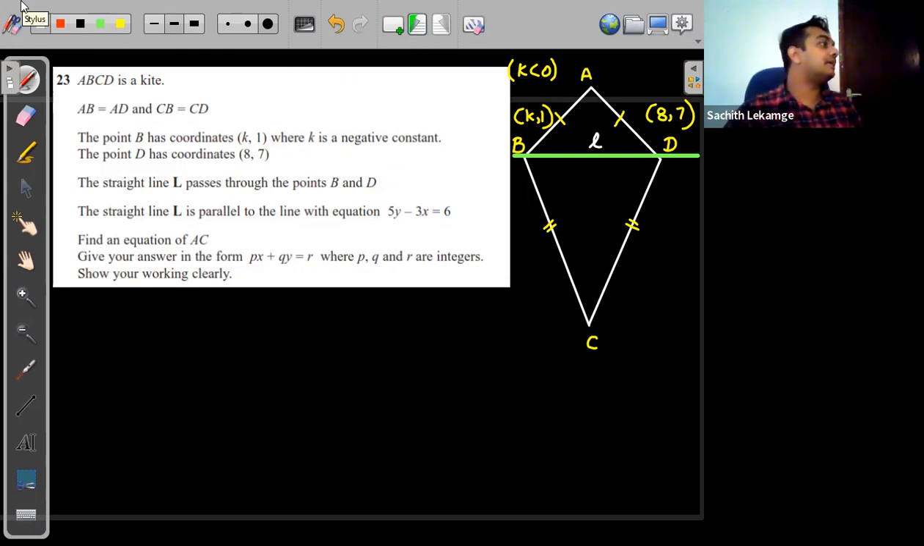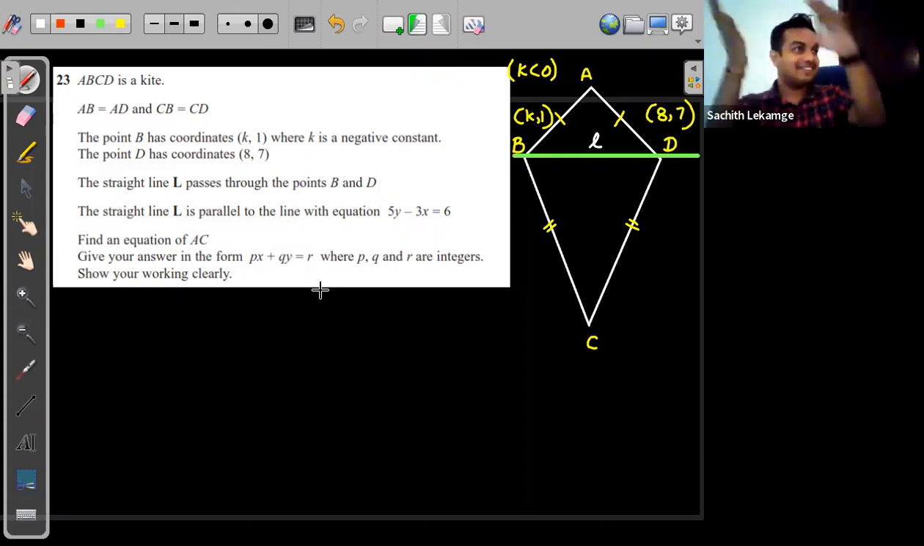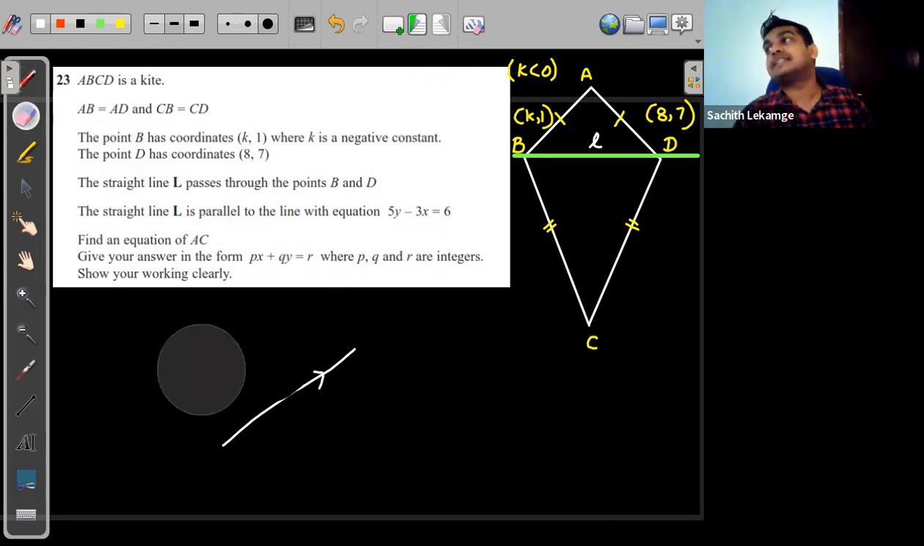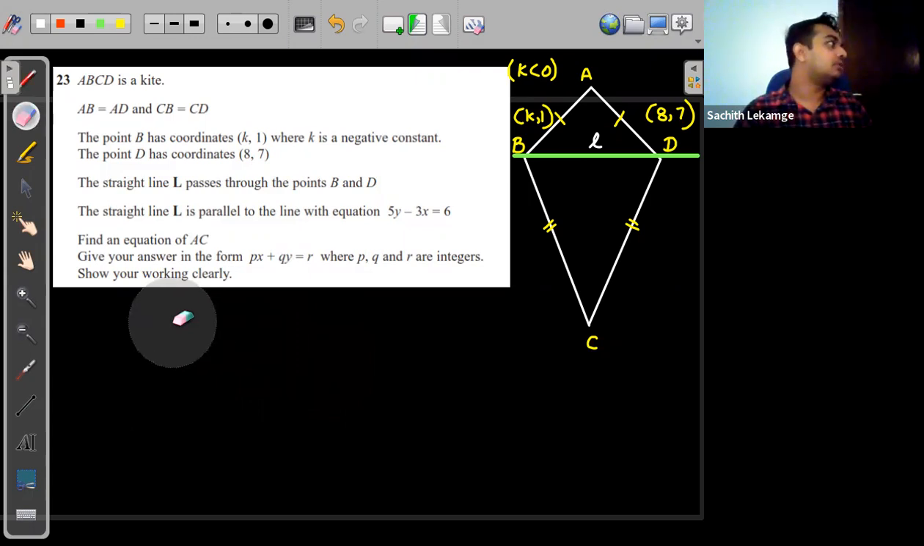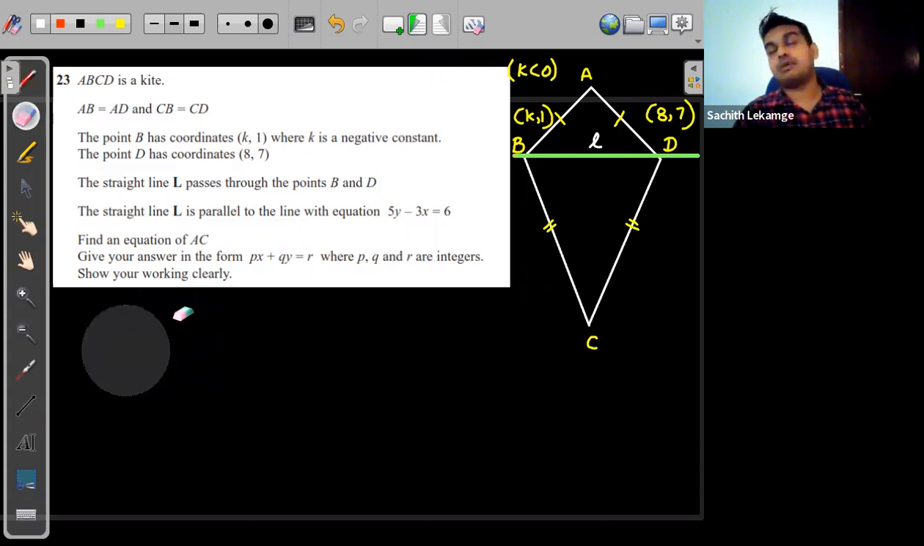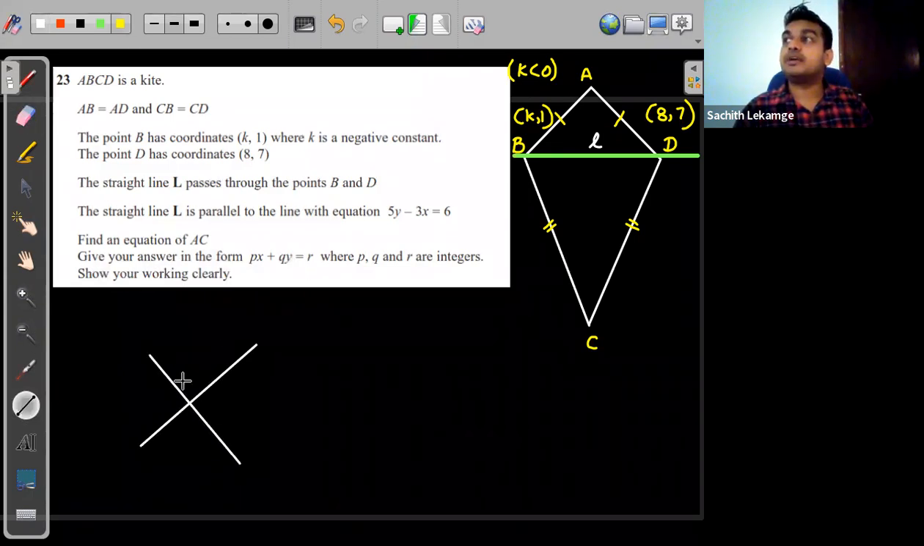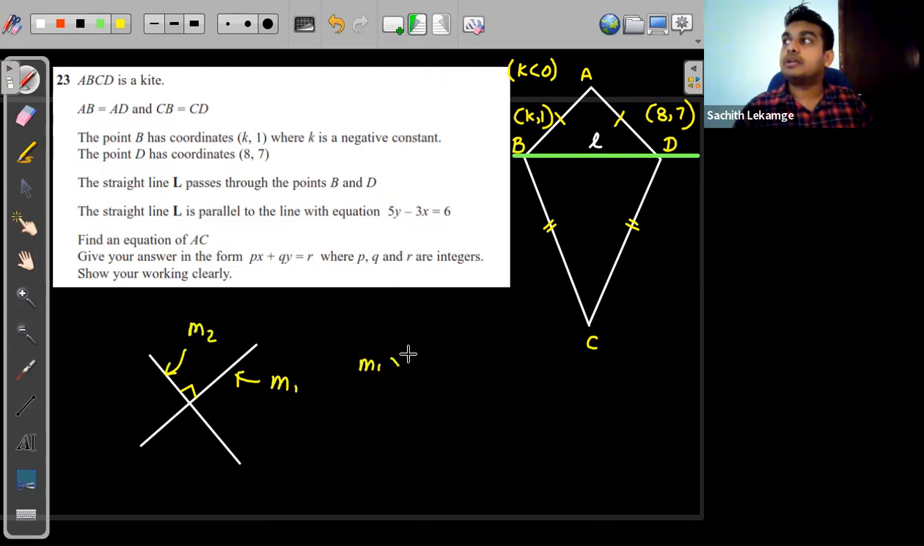What do you know about parallel lines? What do you know about parallel straight lines? They are parallel, I know. What I'm asking is, they share the same gradient. Exactly. What is a perpendicular line? The product of gradients is equal to minus one if they're perpendicular. Theory. If the gradient of one is m1 and the gradient of the other is m2, then m1 times m2 is equal to minus 1 for perpendicular lines.